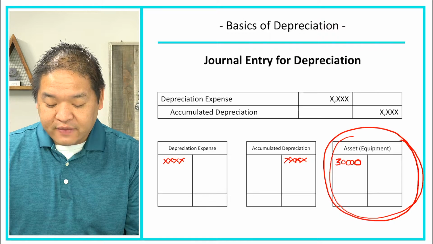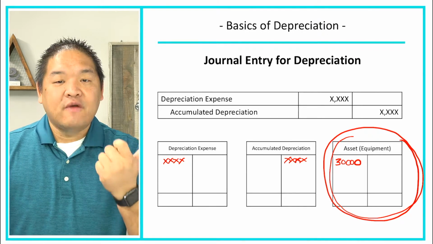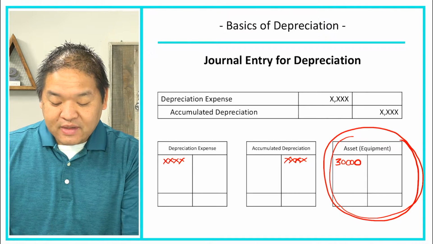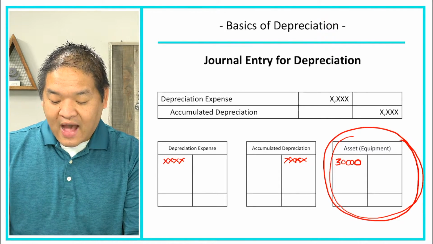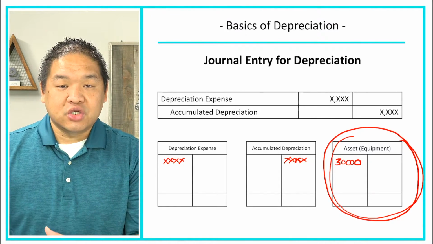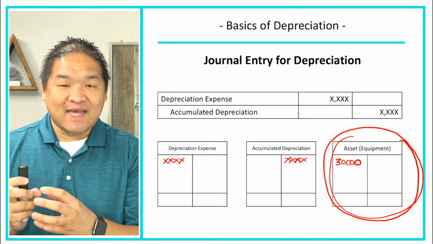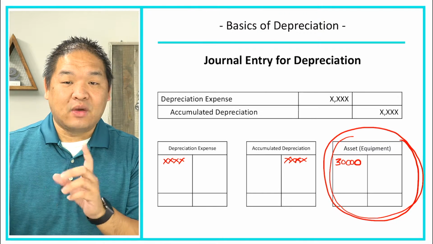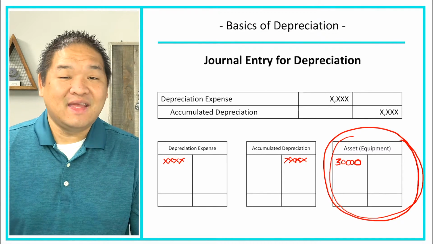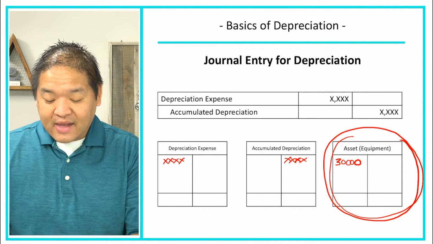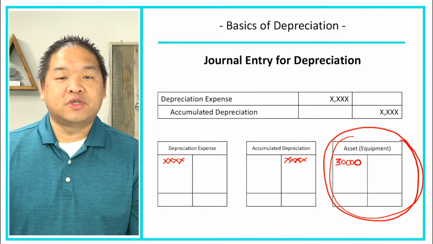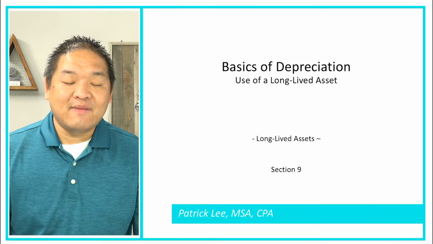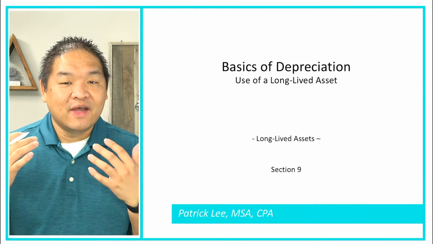And so we want to know the difference between how much we've already taken and how much we have left. And by not hitting this asset or this equipment, we ensure that we keep that cost intact until we finally dispose of it, or we write it down, which we'll talk about in another lesson. So that is the journal entry for depreciation: debit depreciation expense, credit accumulated depreciation. So that is the basics of depreciation.